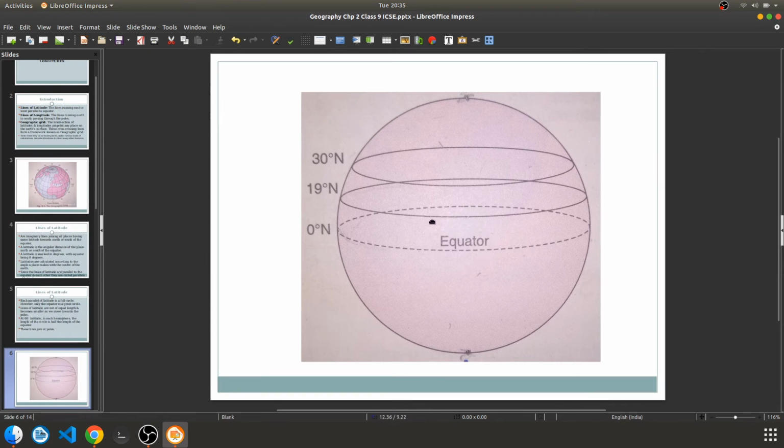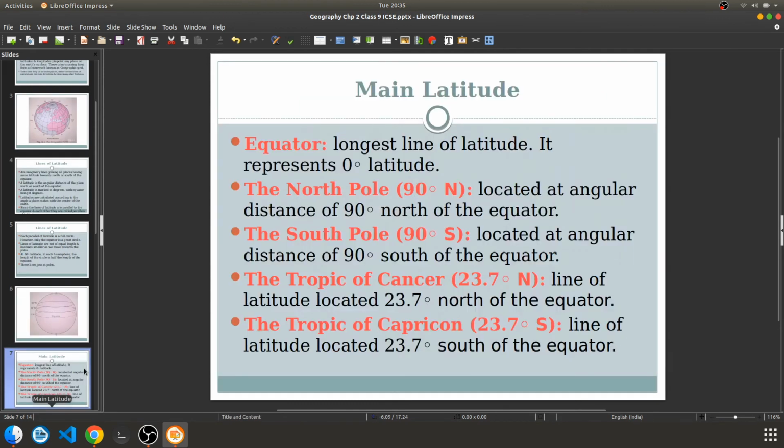Okay, and the poles will be at the extreme points. Poles will be at the extreme of those latitudes. Okay, so some terms are there. Some specific angles they have given over here, and those are the names you have to understand. The equator will be 0 degrees. That is the longest line of latitude. So the equator is the longest line and it is at 0 degrees.